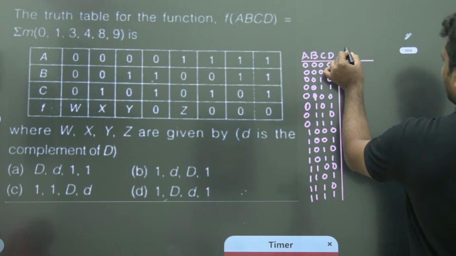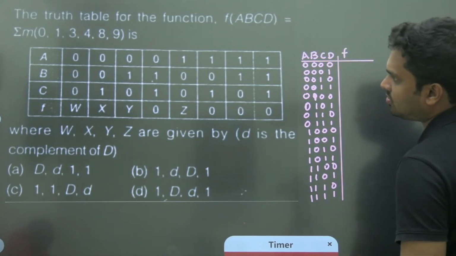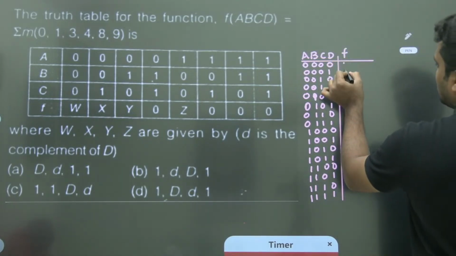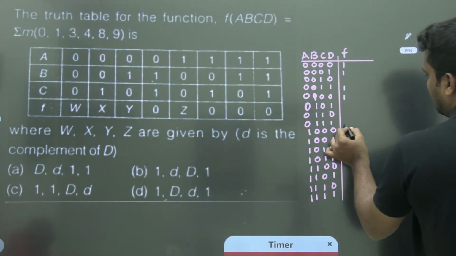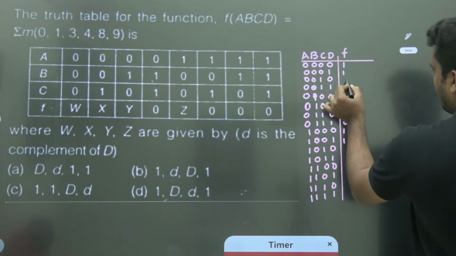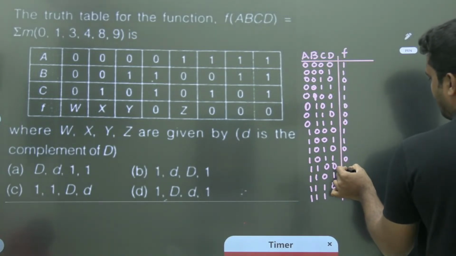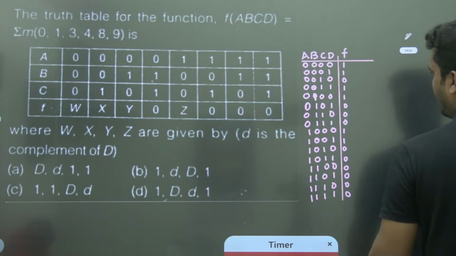So what is your function f? It is the sum of the minterms 0, 1, 3, 4, 8, 9. So 0, 1, 3, 4, 8, 9, and the rest are zeros. Right?